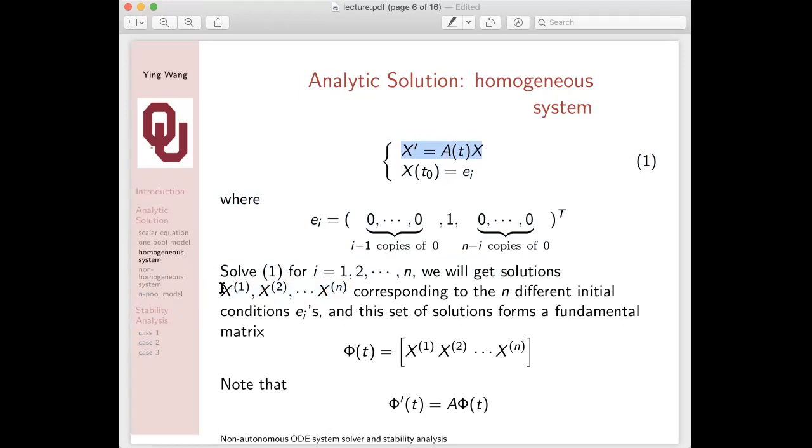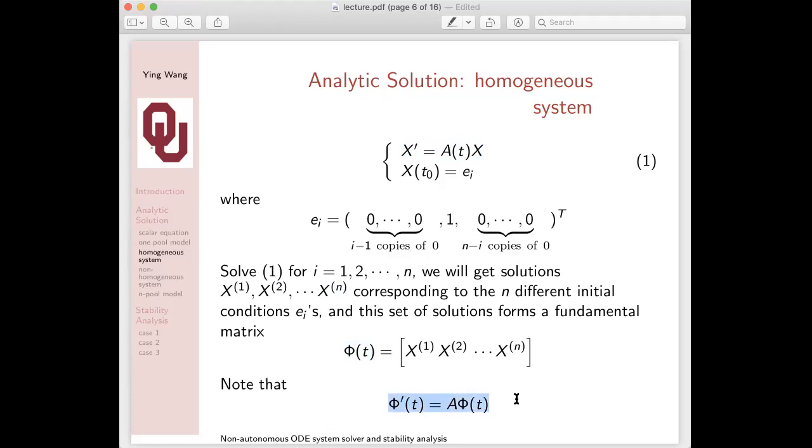Notice that each of those xi is a solution to this equation, meaning x1 prime is equal to A times x1, x2 prime is equal to A times x2, and so on. Xn prime is equal to A times xn. So what that means is the fundamental matrix phi also satisfies this equation. Phi prime is also equal to A times phi. This is an important point we're going to need to use in the next slide.